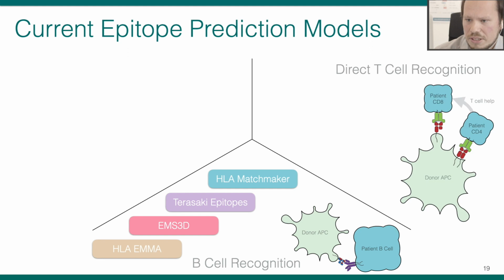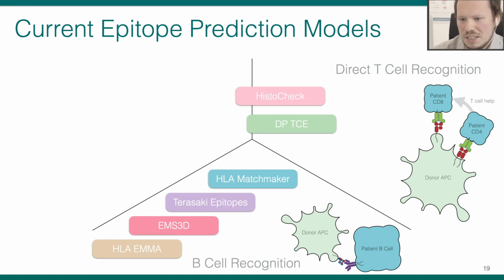On the direct T-cell recognition side, we have the well-known DP T-cell epitope model from Katharina Fleischhauer, which is well known and applied in stem cell transplantation if you are beyond 10 out of 10 matched unrelated donor selection, and the HistoCheck model from the Hanover group that tried to define a couple of surface amino acids and their amino acid mismatch score basically.